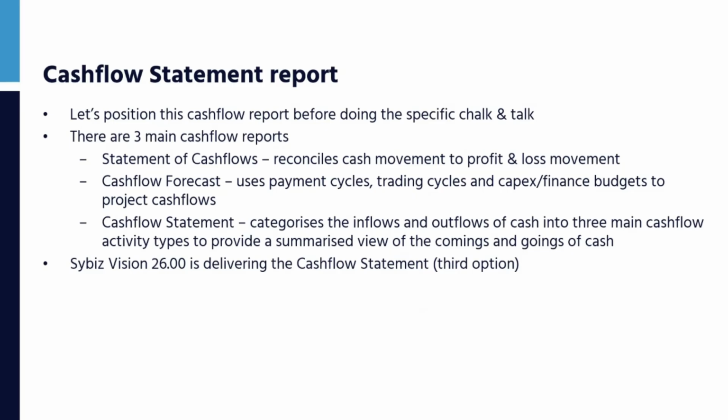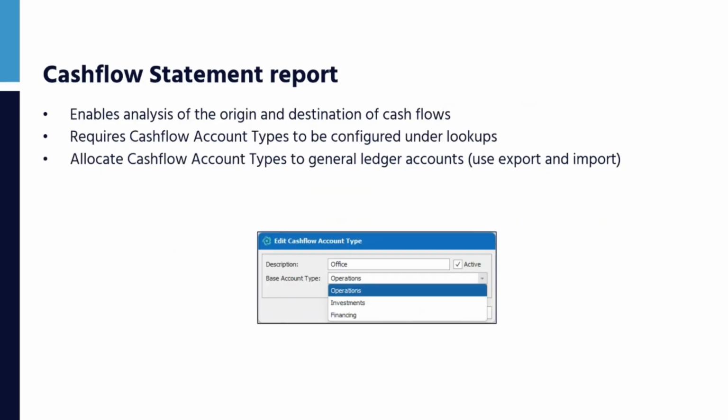So rather than having all of these busy general ledger accounts and trying to work out what's going on, you get to summarize the view based on the categorization that you choose. This has only just been added into Sybiz Vision 26. So if you're not on version 26, don't go looking for this report because you'll be wasting your time. You will need to upgrade to have this report available to you.